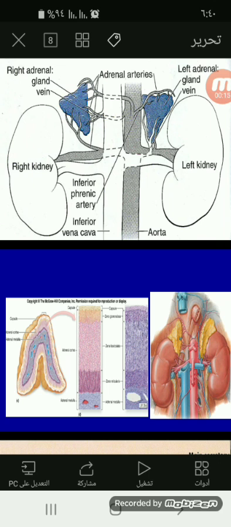See, right adrenal gland and left adrenal gland. Take a look at the kidneys. Take a look at the inferior vena cava to your left side, and the aorta to your right side.